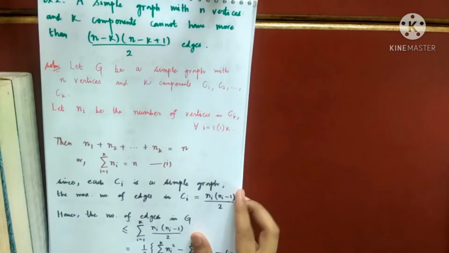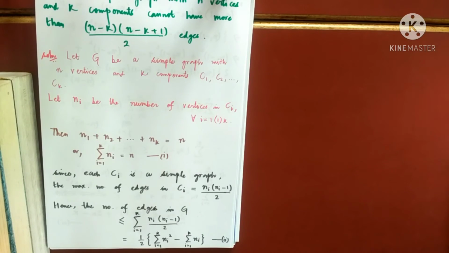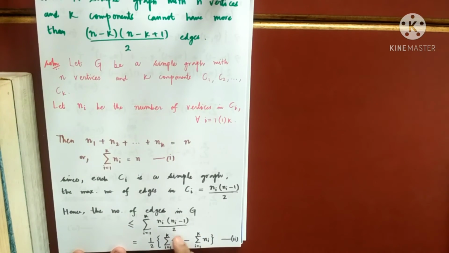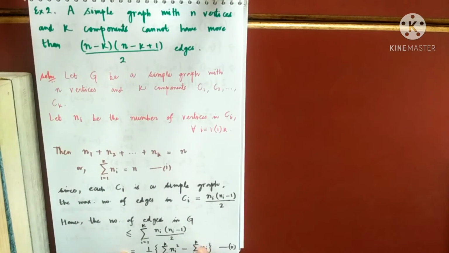So this was my aim, to calculate the maximum number of edges in G. I'll put the value of summation ni square here. And what is summation ni? That also I know, that is n. I'll put here n. So put this value here.